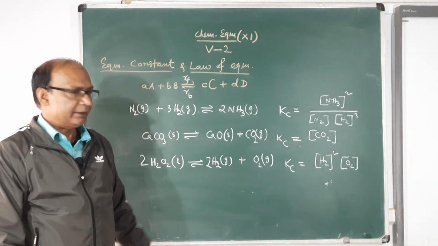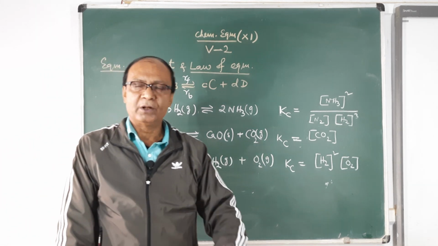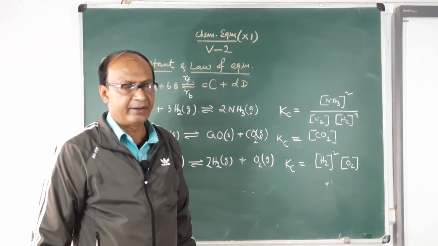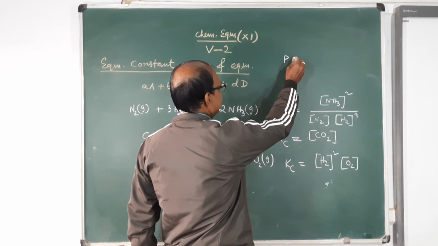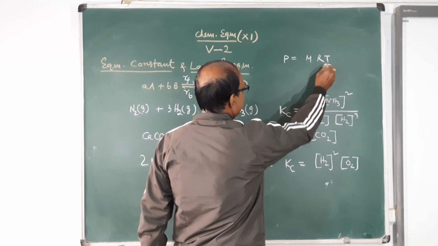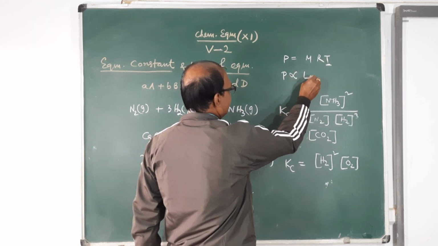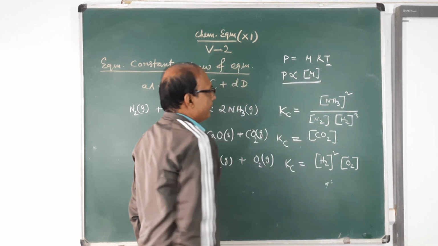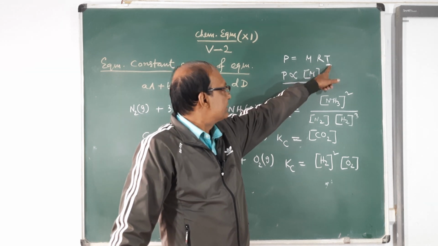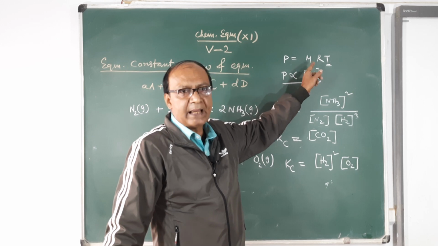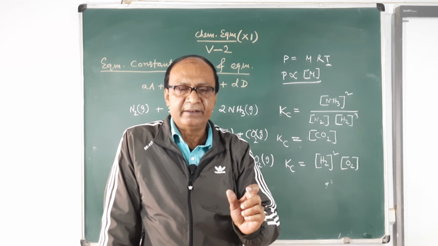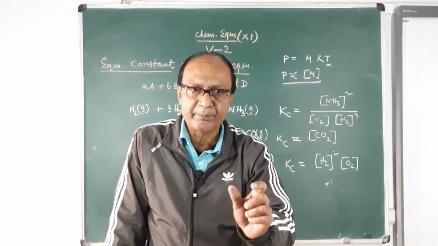Remember, gases have molar concentration as well as partial pressure. The molar concentration and partial pressure are related to each other. You know that PV equals nRT, so P equals MRT, where M is the molar concentration. So at a given temperature, the partial pressure of a gas is directly proportional to its molar concentration. Temperature is constant, R is constant, so P equals M at T. So for a gas, you can also write the expression of the equilibrium constant in terms of partial pressure.